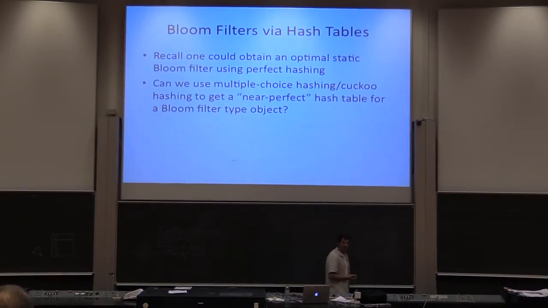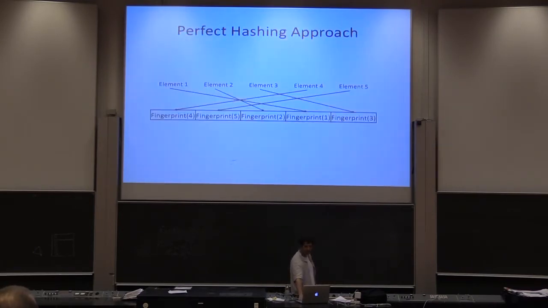Now, multiple choice hashing and cuckoo hashing, you can think of as giving us near perfect hash tables. They're not 100% full, but we saw that cuckoo hashing could easily get things with a small number of choices to be 97% full, 98% full. That's pretty close to full. So it's a near perfect hash table. Could we use that in this fingerprint type approach to get a Bloom filter type structure? That might be better than our other Bloom filter type structures.